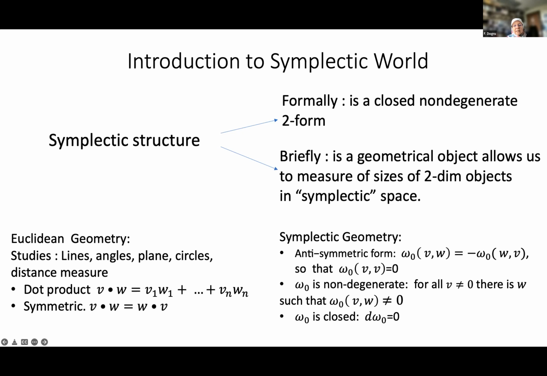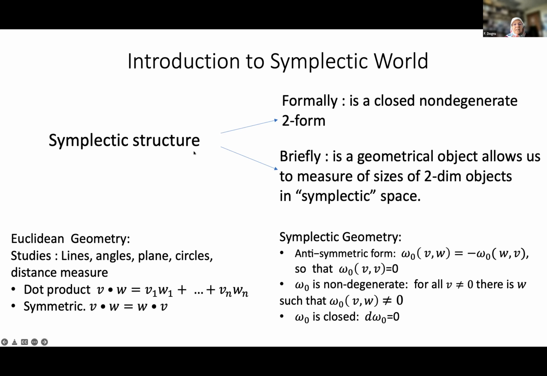If we compare symplectic geometry and Euclidean geometry, we can see very nice similarities and differences. In Euclidean geometry, we work with lines, angles, planes, circles, and distance measures. We do these kinds of measurements, especially distance measurements, and the structure in Euclidean geometry is the dot product. Geometry is basically the study of the structure of spaces, right? So in that case, we have a dot product here, and the dot product is a symmetric operation.